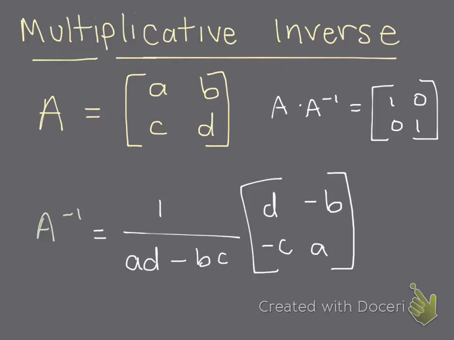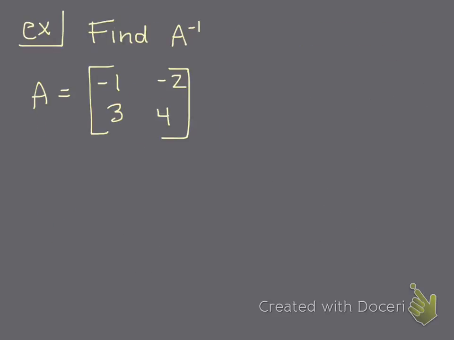So let's go ahead and try one of these. Here I'm giving you this matrix A, and it says to find the inverse of A. Again, out front, I do 1 over the product of A times D, which is negative 4, minus the product of B times C, which is a negative 6. So this will become negative 4 plus 6, which gives me a half.